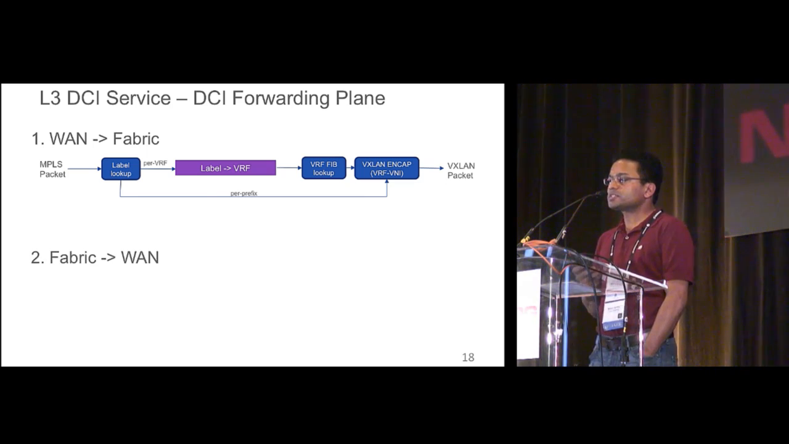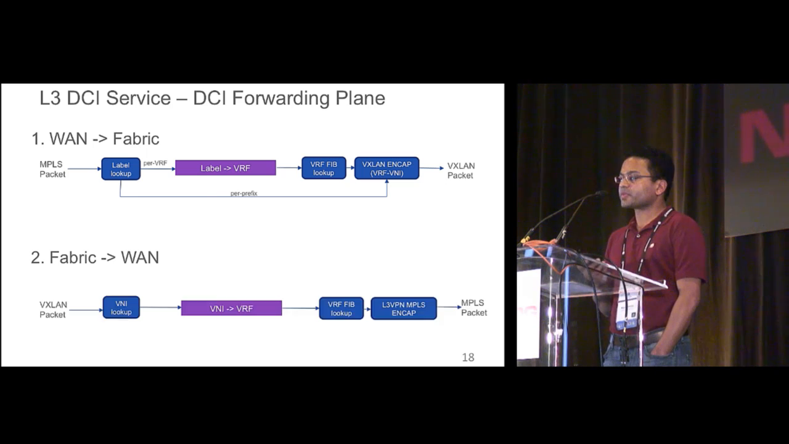This is the fabric to the WAN, the other side. Once we receive a VXLAN packet, we do a VNI lookup and then do either a VRF or per prefix label and send it out towards the MPLS core.